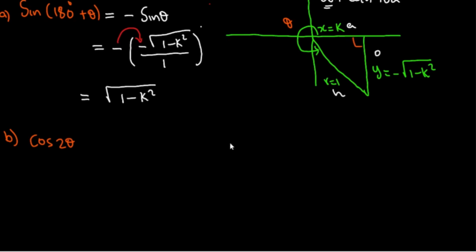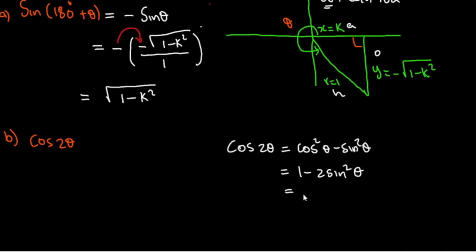Look at this. I'm going to write down all the identities that we have for the cos of 2 theta. The first one is cos squared of theta minus sine squared of theta. The second one is 1 minus 2 sine squared of theta. And the other one that we have is 2 cos squared of theta minus 1.